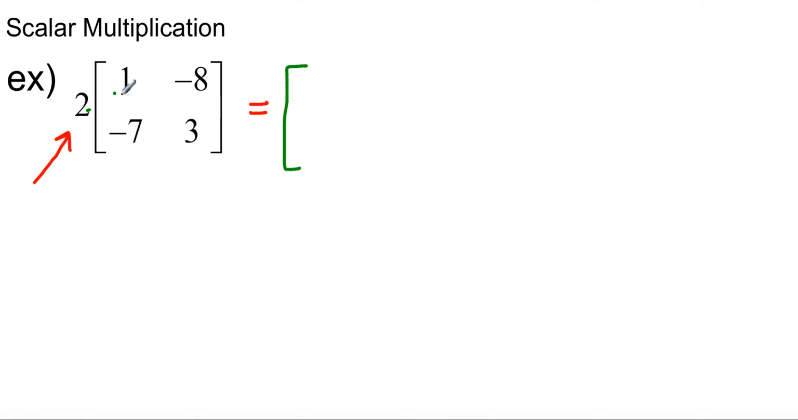So 2 times 1 is 2. 2 times negative 8 is negative 16. 2 times negative 7 is negative 14. And 2 times 3 is 6. So that is scalar multiplication.